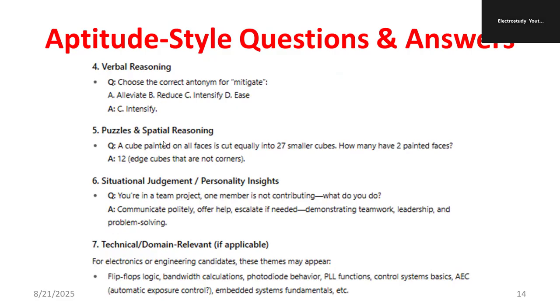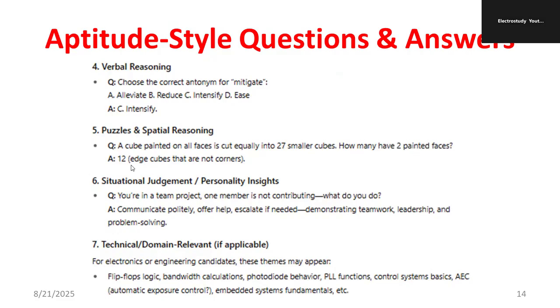Those parts also you have to prepare. Even sometimes you may get reading comprehension, a very rare case. Puzzles and spatial reasoning are also important. Like, a cube painted on all faces is cut equally into 27 smaller cubes. How many have two painted faces?